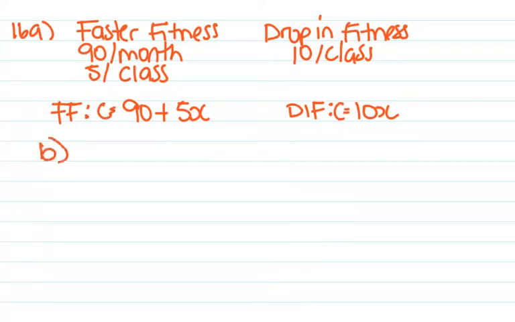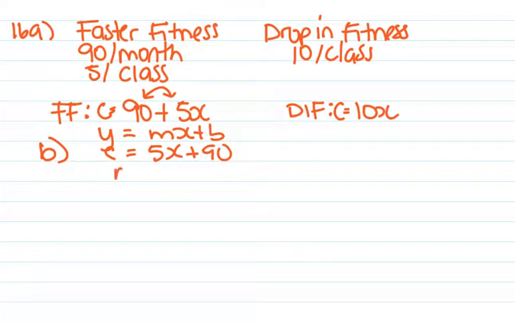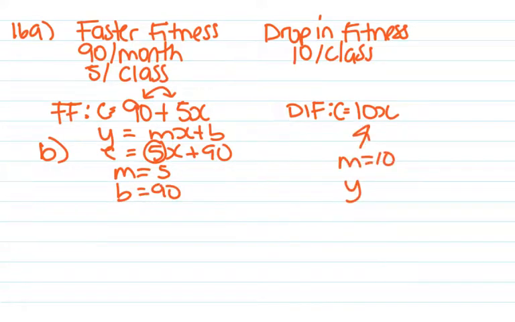All right, B, graph the equations on the same set of axes. I'm just going to get the information from here. If this is in y equals mx plus b form, then I could just switch those two around. So cost equals 5x plus 90. Now the slope is 5 and the y-intercept is 90. And for this one here, the slope is 10 and the y-intercept is 0. So now I'm going to graph that.